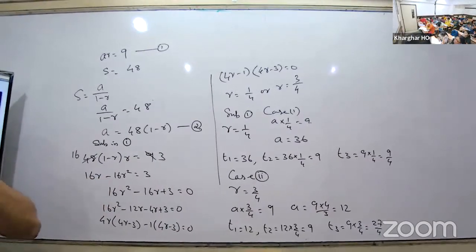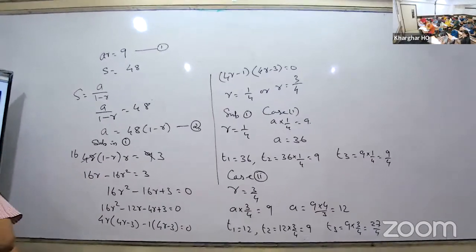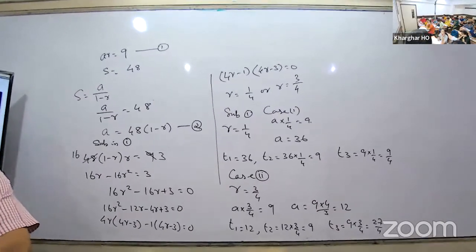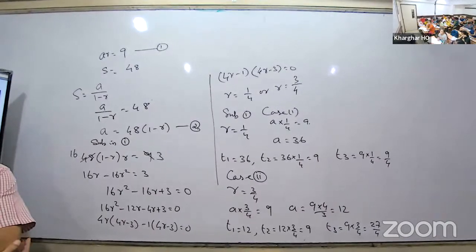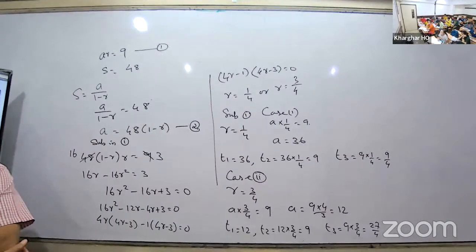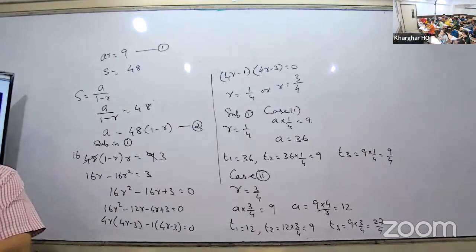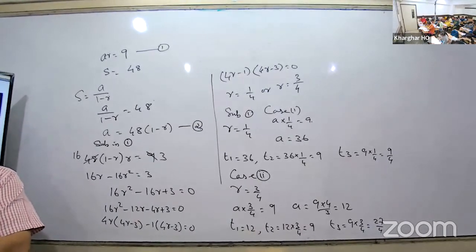First GP's 3 terms are 36, 9, 9 by 4. Second one is 12, 9, 27 by 4. Completed all of you? Yes. Third question. Next one. Another one.